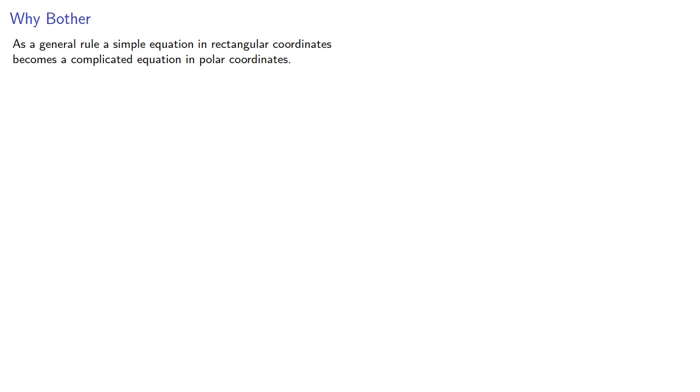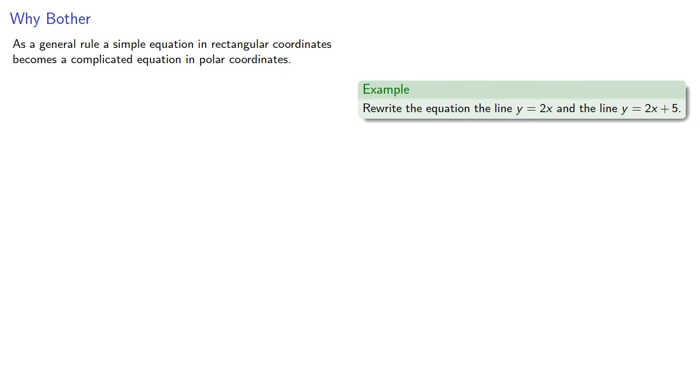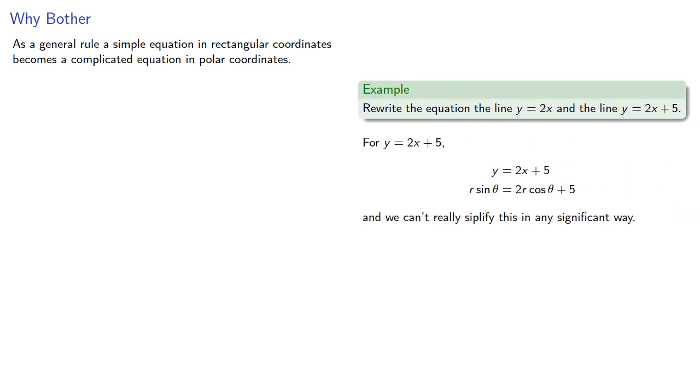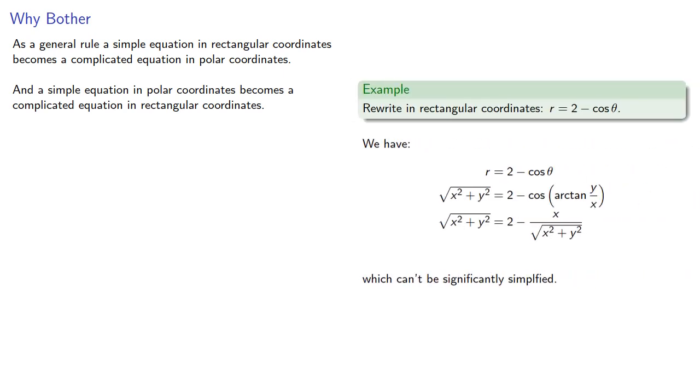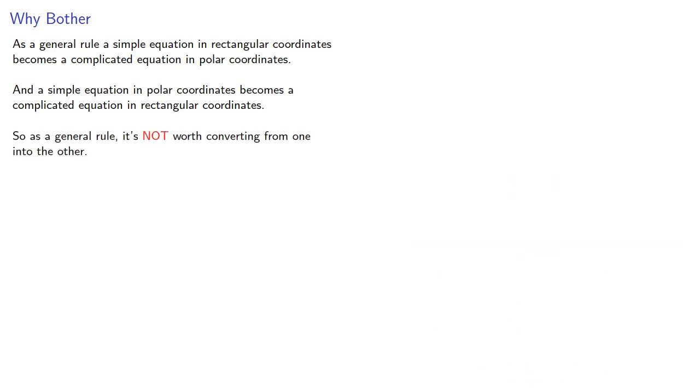So the thing you might notice is the following. As a general rule, a simple equation in rectangular coordinates becomes a complicated equation in polar coordinates, and a simple equation in polar coordinates becomes a complicated equation in rectangular coordinates. So as a general rule, it's not worth converting from one into the other. So why bother? We'll consider that next.